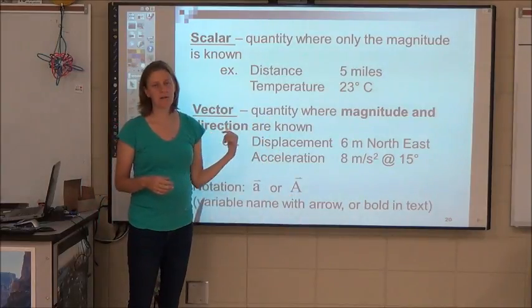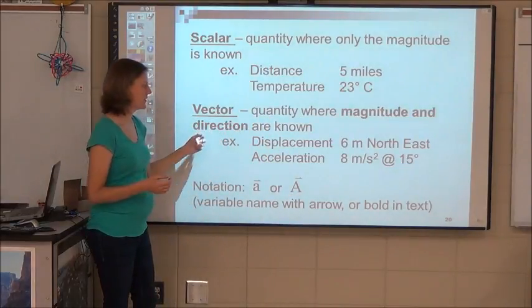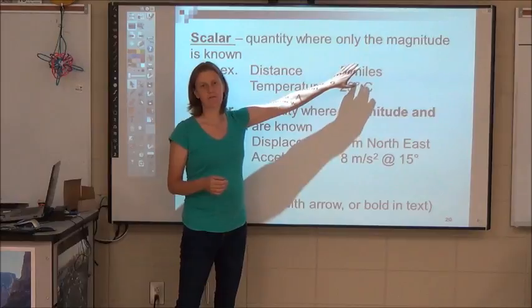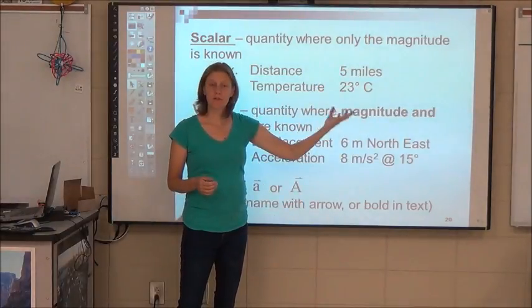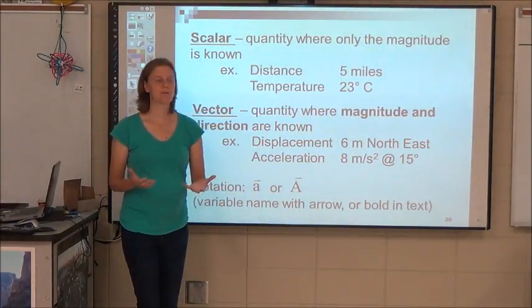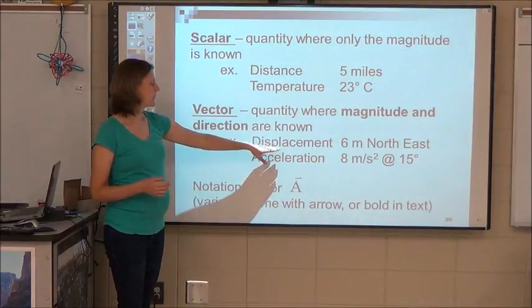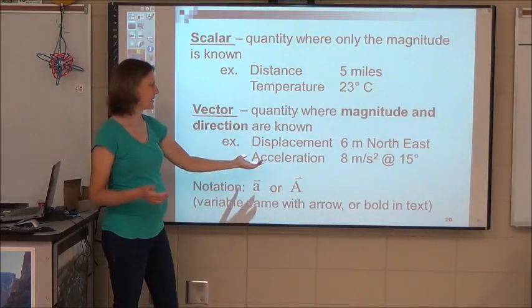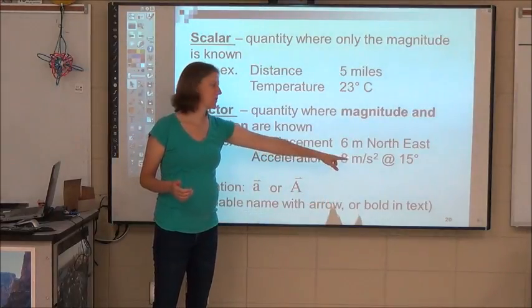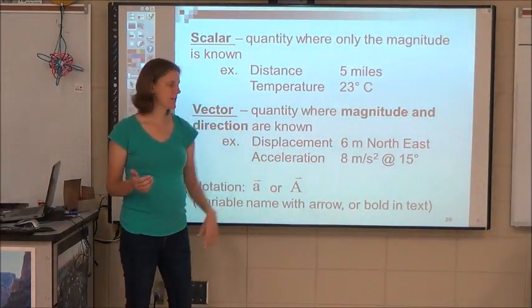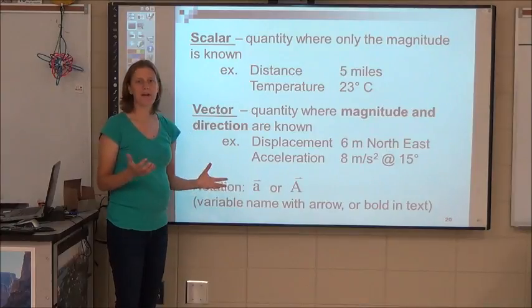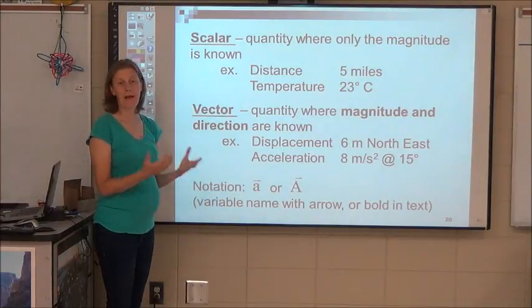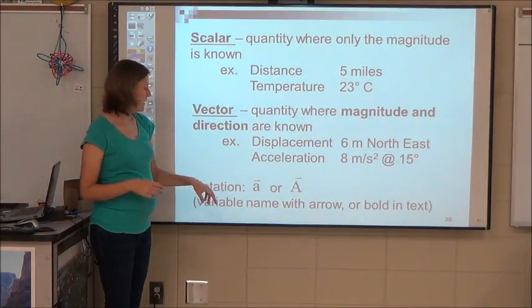However, the vector has that magnitude but also a direction. So I could say my house is 5 miles away to the east. As soon as I put that direction on there, now it's a vector. Or I could say my displacement was 6 meters northeast. My acceleration is 8 meters per second squared at 15 degrees. So long as there's a direction associated with your value, with your magnitude, it's a vector.